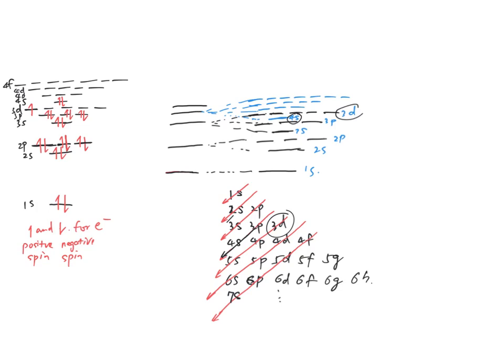Now that we understand all this, the next thing we're going to do in Chem 115 is to put all these elements that we know on the periodic table, fit them into this scheme, and determine what kind of electron configuration they have.